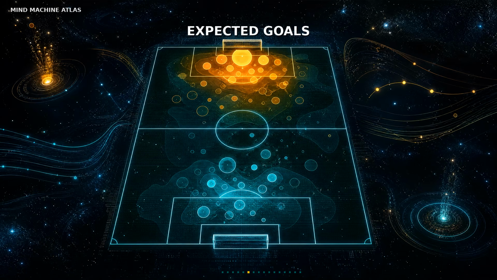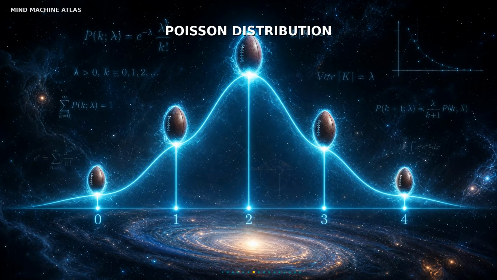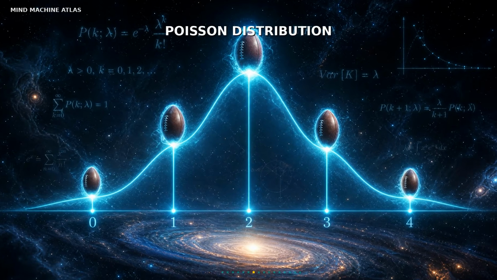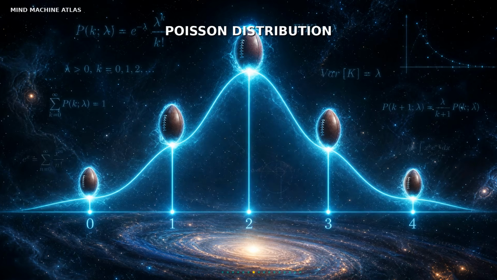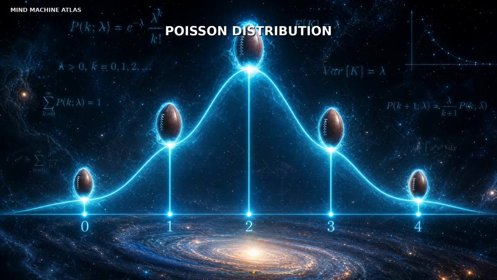But Elo is just the foundation. Modern AI models feed on much deeper data. They look at expected goals, known as xG, which measures the quality of chances a team creates rather than just the goals they score. A team that wins 2-0 but only created low-quality chances might be overperforming and due for a regression. The models factor in player valuations to account for squad depth and individual talent. They measure momentum by tracking recent competitive results.